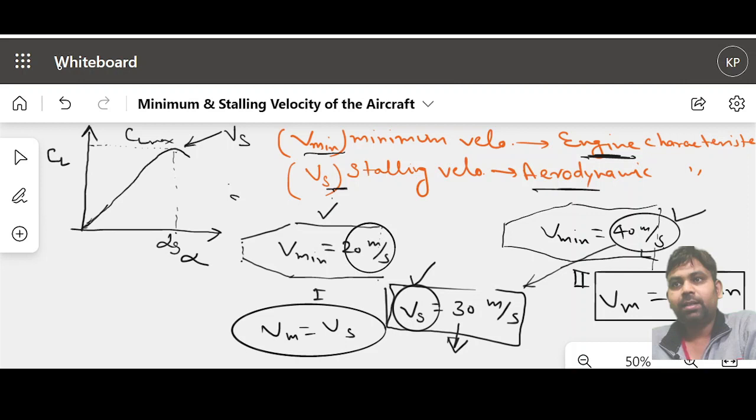So guys, they can give you in the GATE exam two minimum velocities, meaning two engines, and a stalling velocity, and they can rotate the questions in any way.